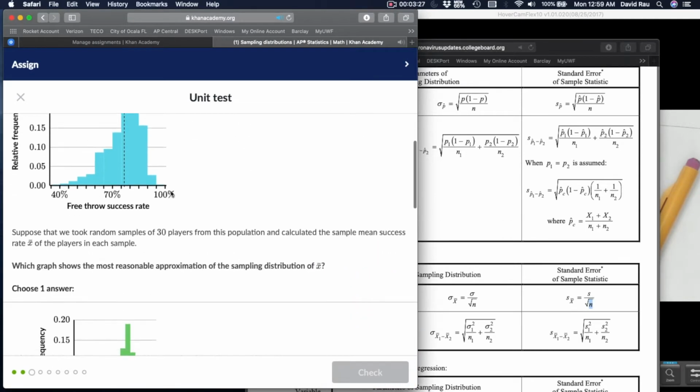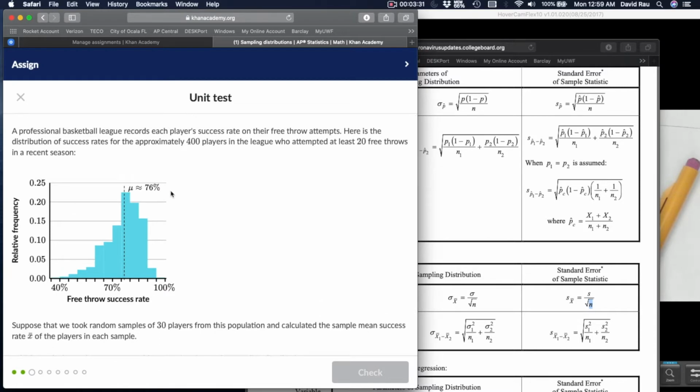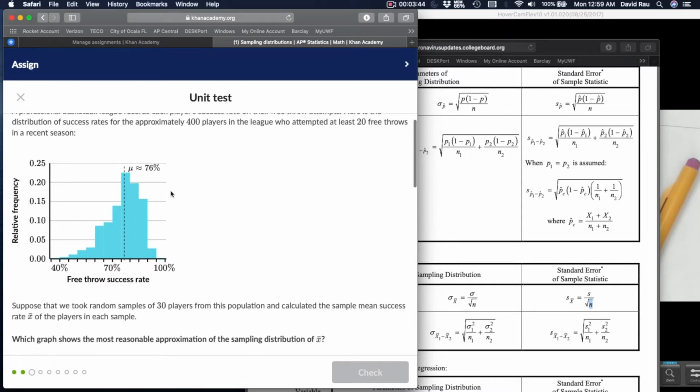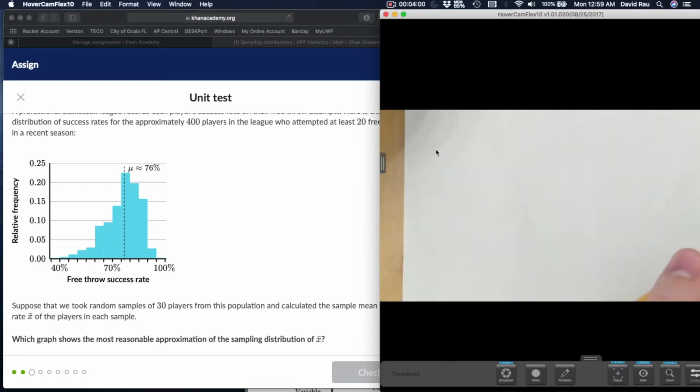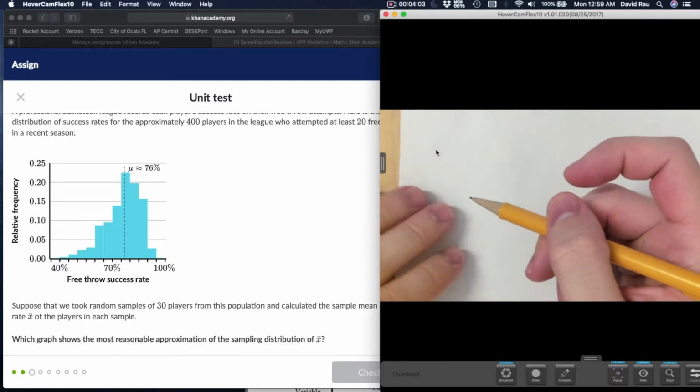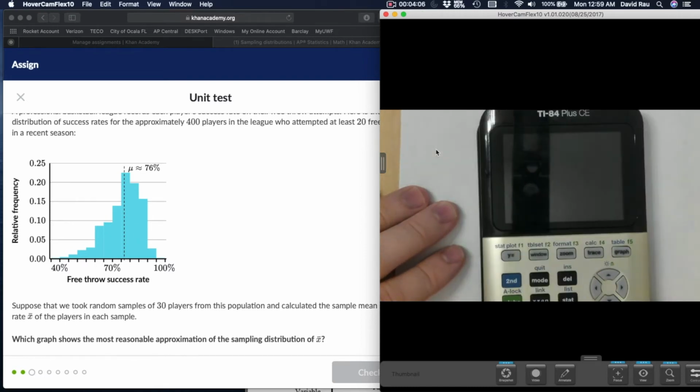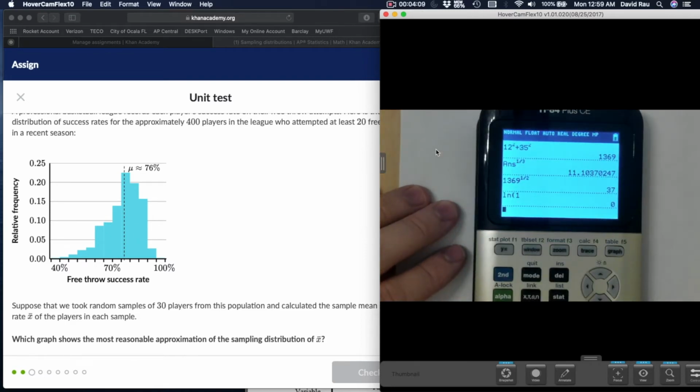All right, moving on. We have a distribution of success rates in 400 players who attempted at least 20 free throws. And what if we took a random sample of 30 players? Before we even look at our answer choices, here's how this goes. Actually, we're talking percentages. Oh wait, actually it's not percentage because they said mean. So notice the mean is 76%.